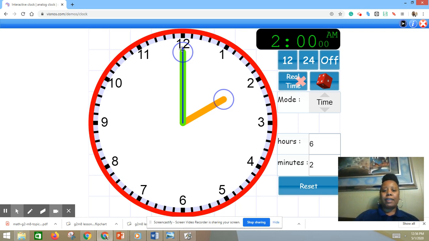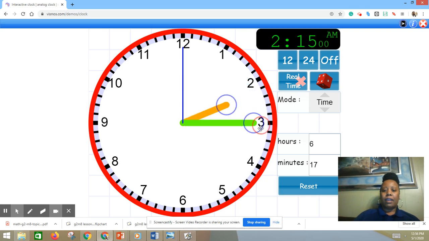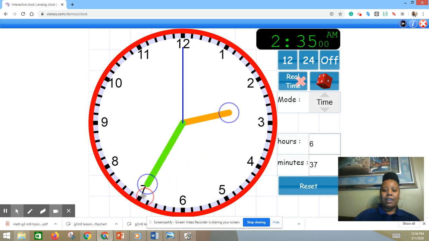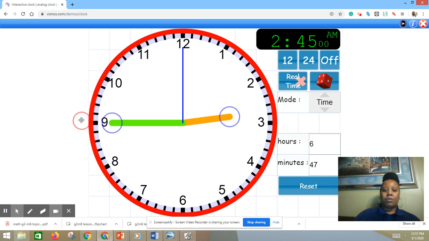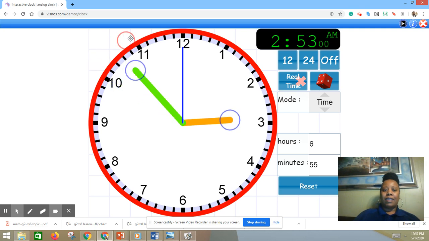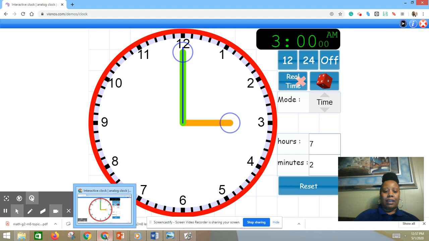Let's do it one more time. And I want you to also watch that hour hand. 5, 10, count with me. 15, 20, 25, 30, 35, 40, 45, 50, 55, 60. What time is it now? 3 o'clock. Let's look at some clocks.